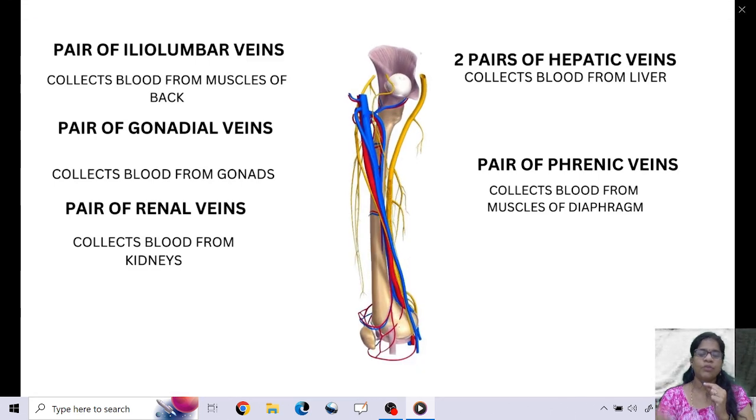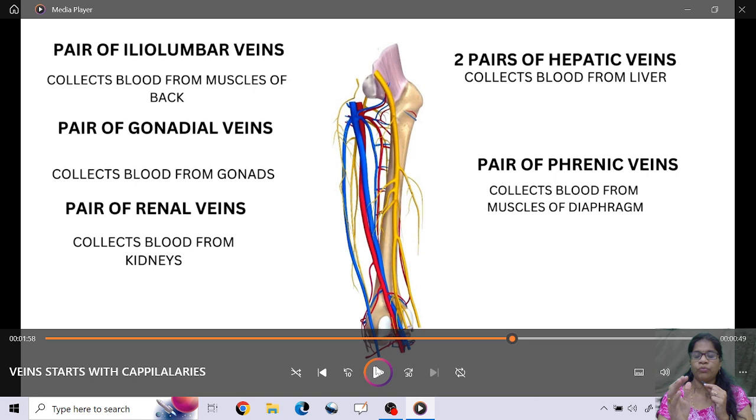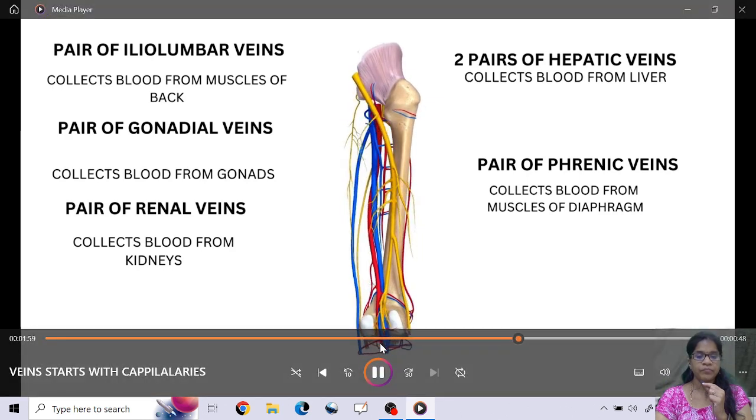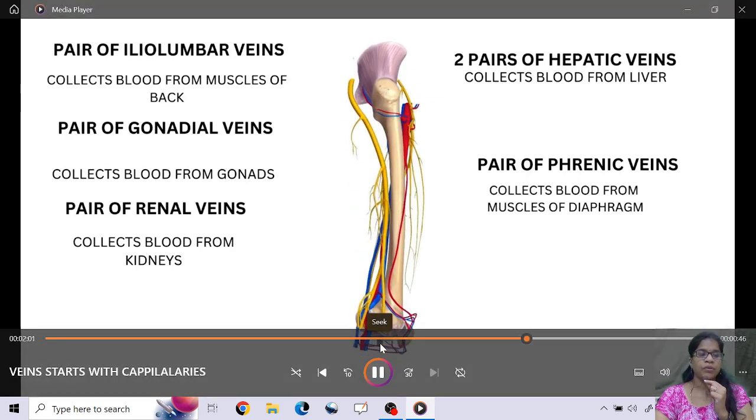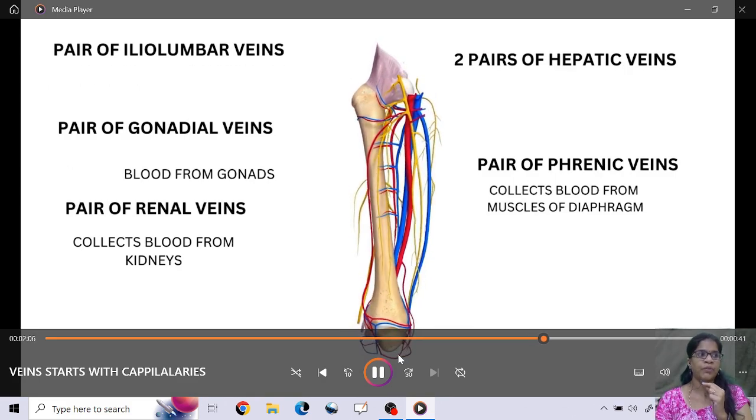And now let's go for the hepatic system. These are all coming under the system of vena cava. So I've covered the precaval veins and the postcaval veins. Now let's talk about the hepatic vein, which is nothing but the hepatic portal vein, right?